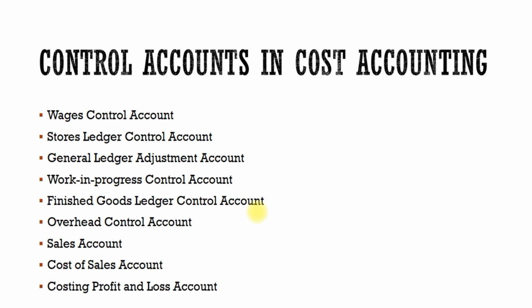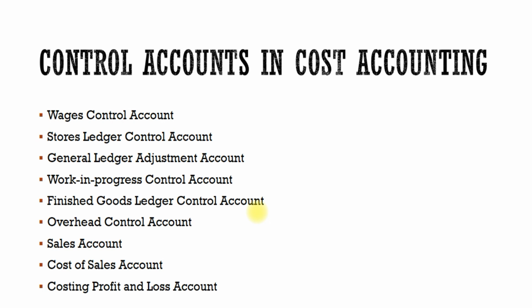It is usually debited with the opening balance of finished goods and the cost of finished goods as transferred from work in progress control account. The balance in this account represents the cost of finished goods in stock that are unsold, and this account is credited with cost of sales. So that completes the finished goods ledger control account.